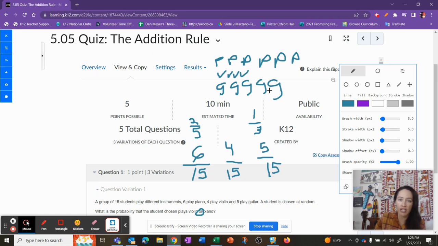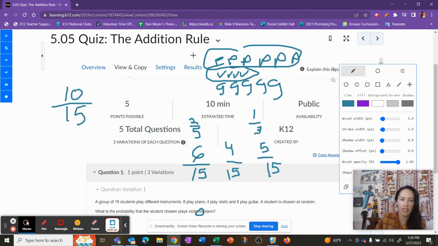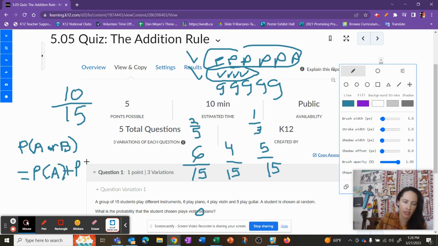So now here we go. If we had our sample space, piano or violin, 1, 2, 3, 4, 5, 6, 7, 8, 9, 10. So that would be the probability that the student plays piano or violin. These are mutually exclusive events. When you have mutually exclusive events, the probability of A or B is just equal to the probability of A plus the probability of B.